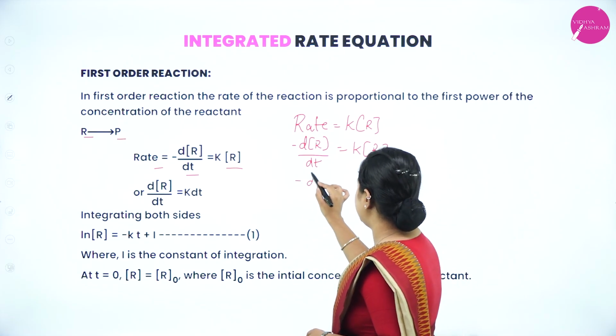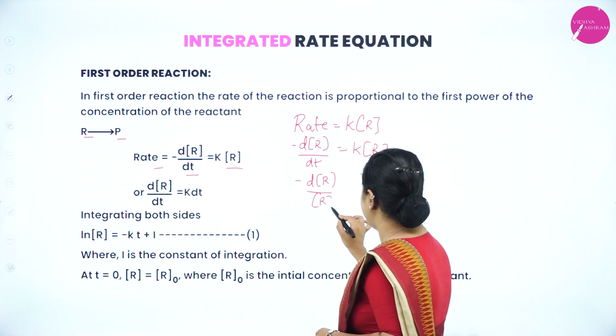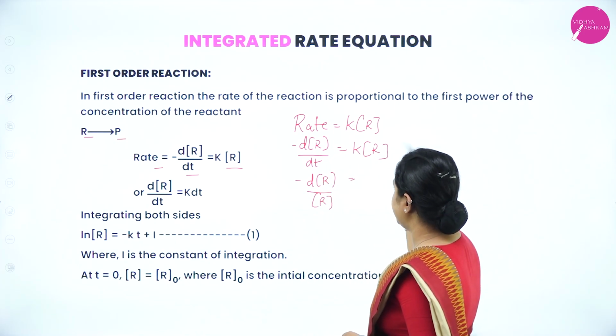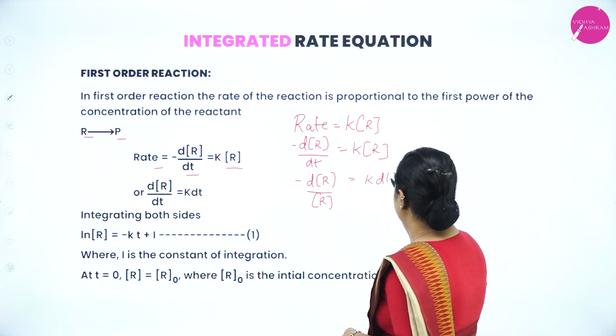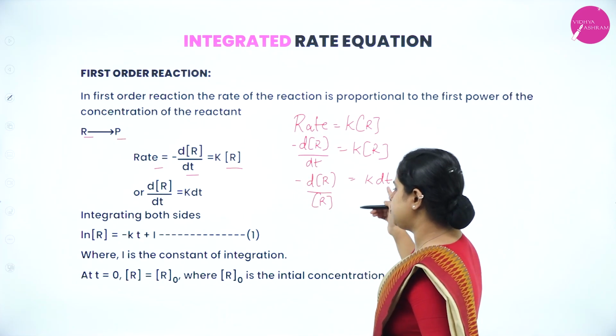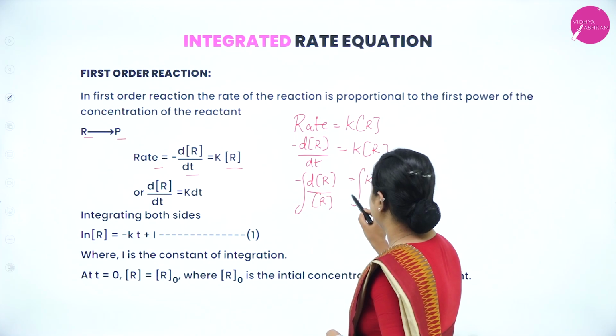Now let's take the reactant terms together. So what you will get is minus dR by R. I am taking this R to the denominator. This dt I am going to take here, so you will get K dt. So minus dR by R is equal to K dt, or else you can take this negative sign to the other side as well. In the next step you are going to integrate these two.